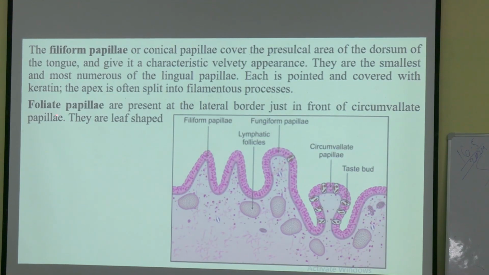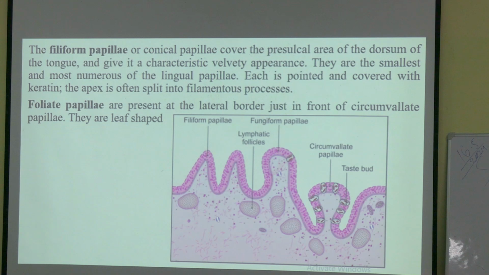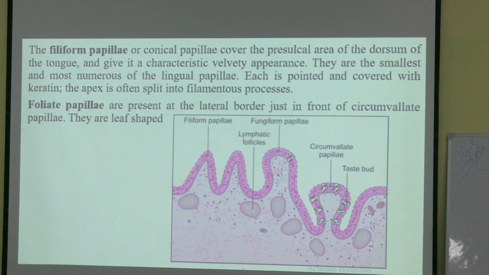Next, you can see filiform and foliate papillae. Foliate papillae are present at the lateral border in front of the circumvallate papillae, and the shape of the foliate papillae is leaf shaped. Filiform papillae are conical shaped. So each type of papilla has a different location, and the shape of the papillae is also different. That only you have to know. Now mostly the taste buds are associated with the circumvallate papillae and fungiform papillae. Mainly these are two different papillae along with which the taste buds are present.